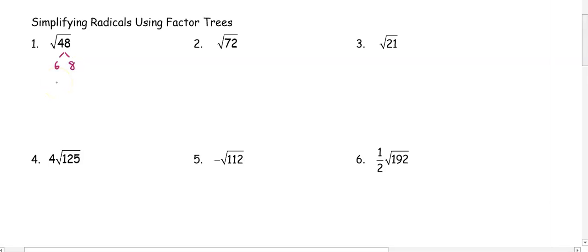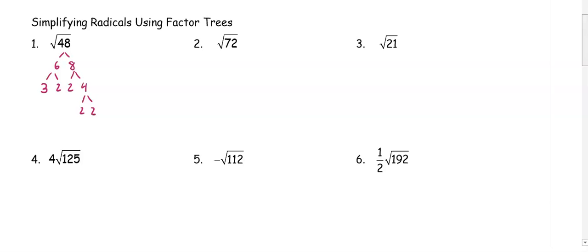Now, those are not prime numbers because there are different numbers that multiply to them still. So we want to break them down to our prime factors. So two numbers that multiply to 6 are 3 and 2. Then for 8, two numbers that multiply to 8 are 2 and 4. And two numbers that multiply to 4 are 2 and 2. Now we're at prime numbers. And we know it's a prime number because the only numbers that multiply are 1 and itself.